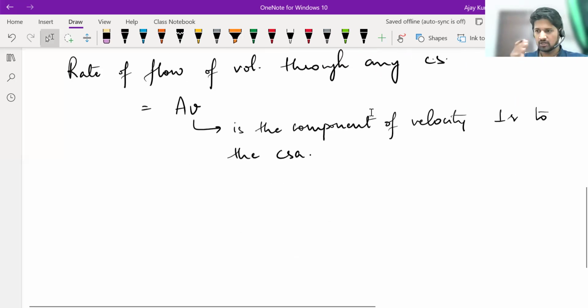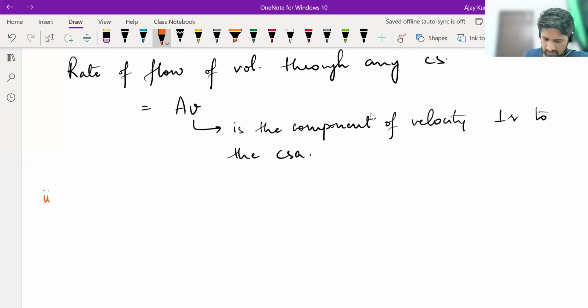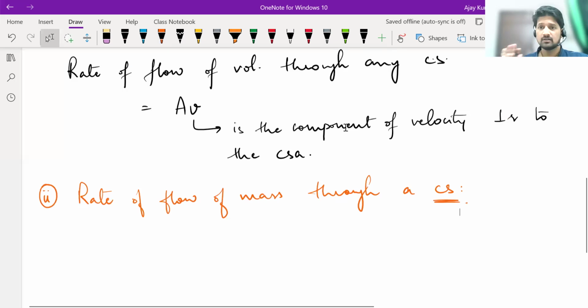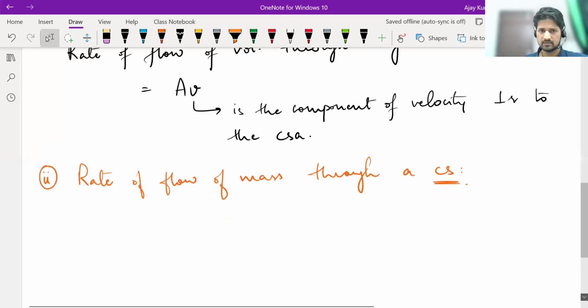So now you know how to express the rate at which volume flows through a cross section. If some volume of fluid flows through a cross section, that means some mass of fluid will flow through that cross section. Now I want you both to write expressions for rate of flow of mass through a cross section. You make use of the rate of flow of volume, and based on that, you write rate of flow of mass.